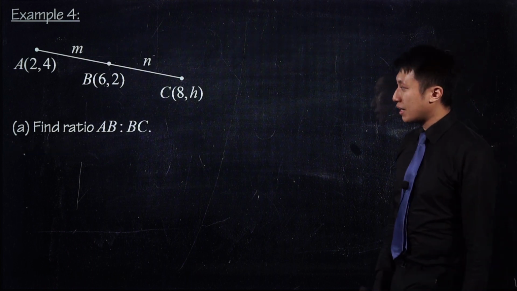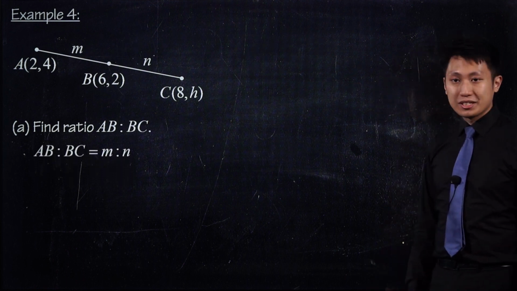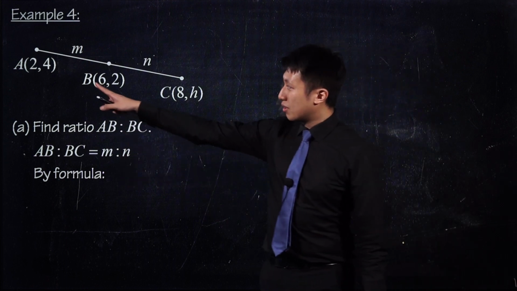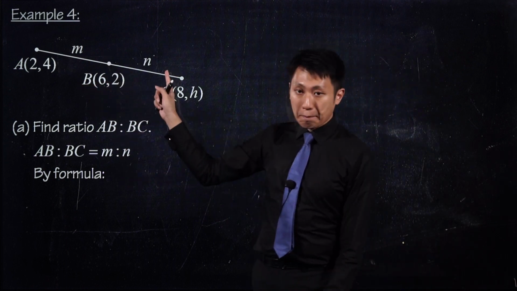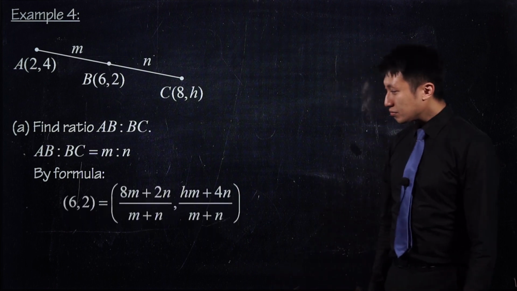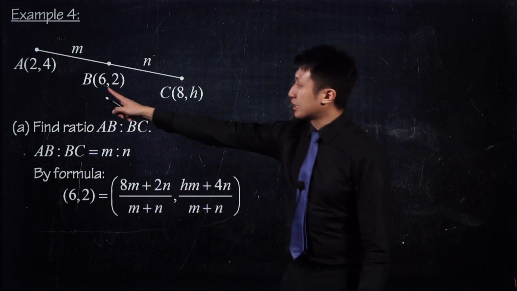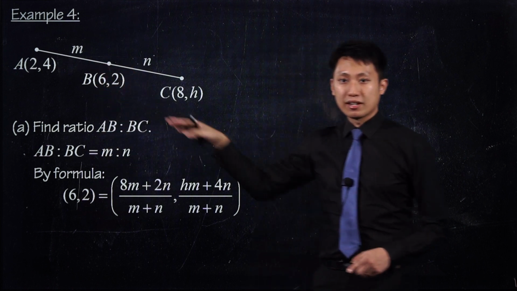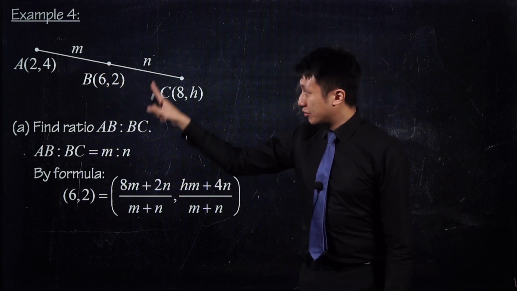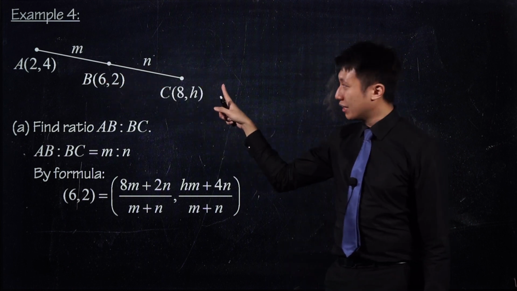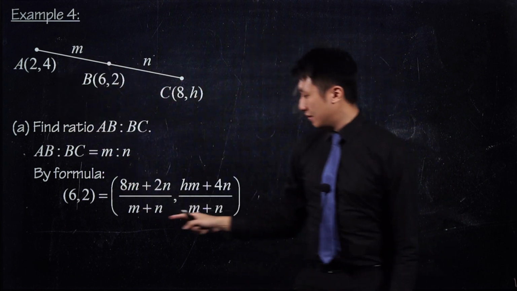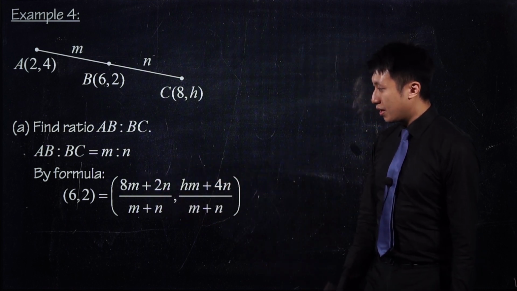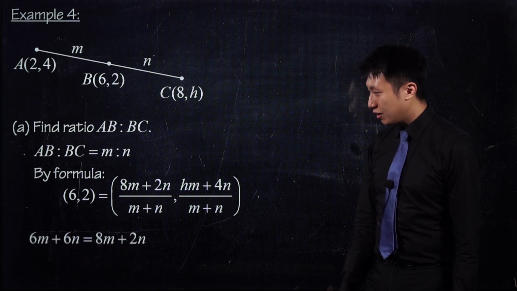Okay, now find the ratio AB to BC is M to N. By the formula, I got 6, 2R is the point somewhere along the line. Okay, so I use the cross multiplication here, cross to here, and I get this one over here. Then what do I do? I can try to solve for one side.